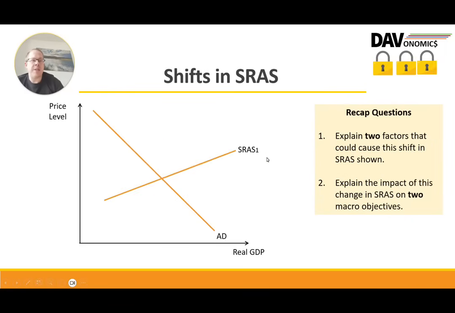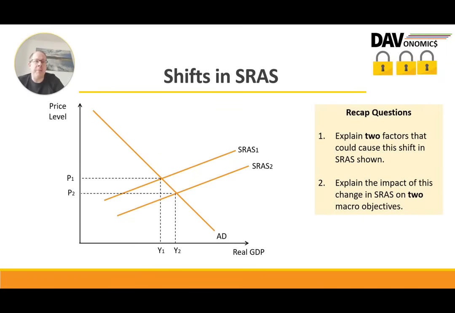Short run aggregate supply, say this is the one where I tend to, if I'm shifting short run aggregate supply, obviously got to have that in my diagram. So here, that's an increase in short run aggregate supply. So be careful, same with supply in micro. Think about what's going on here.